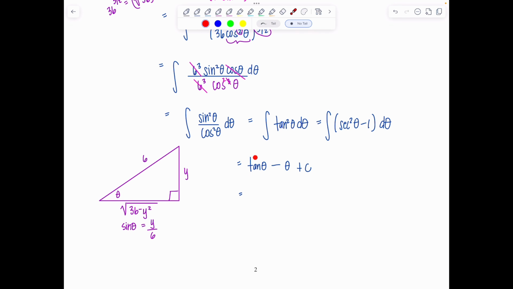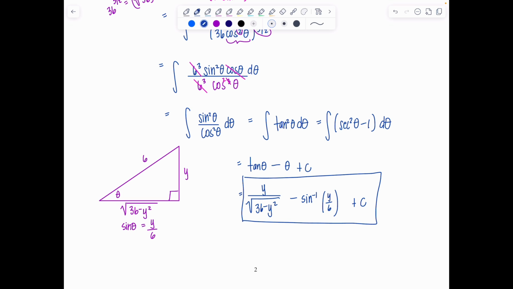So tangent of theta is going to be the ratio of opposite over adjacent side. So that's going to be y over square root of 36 minus y squared, minus, and then when you have plain old theta, you need to use the inverse trig function and just come back to where you made the substitution as well. To isolate theta, I would just take sine inverse of both sides. So theta is sine inverse of y over 6 plus C, and then we're done.